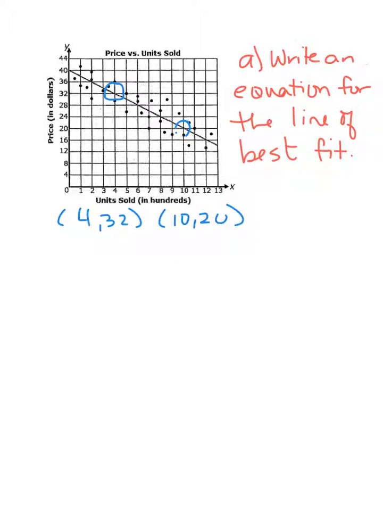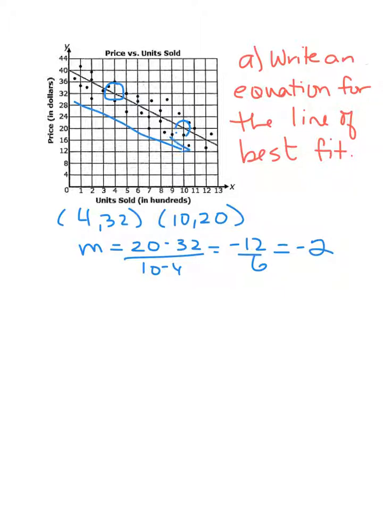Now, similar to what I did in my last problem, I'm going to find the slope first. So the slope is equal to (20 minus 32) over (10 minus 4), which is equal to negative 12 over 6. So I have a slope of negative 2. Now that makes sense because my line is decreasing, so I do have a negative slope.